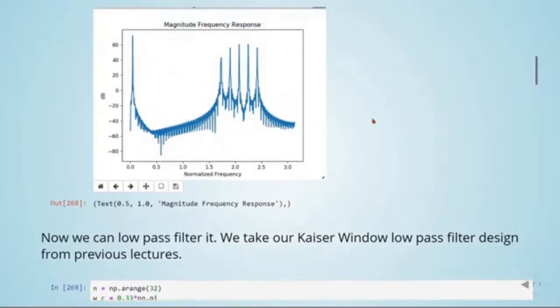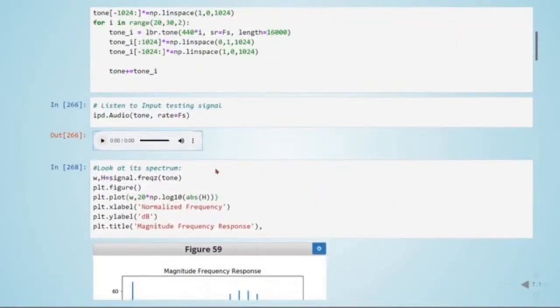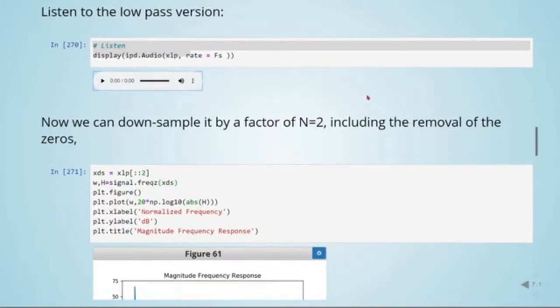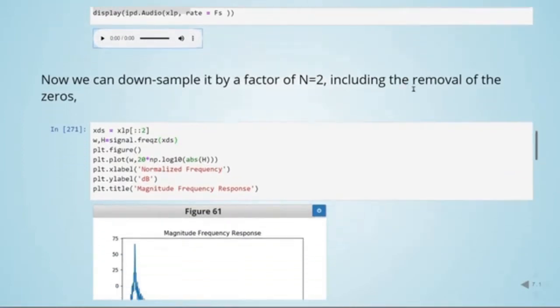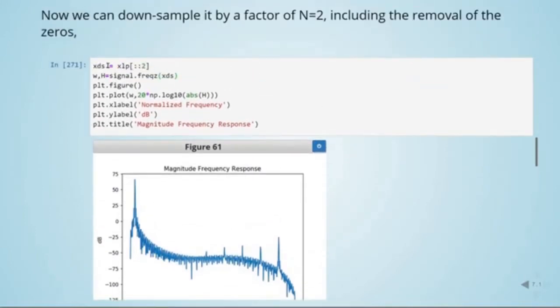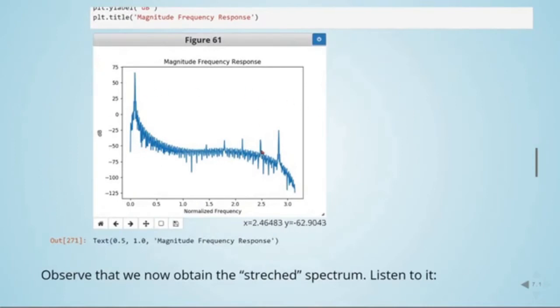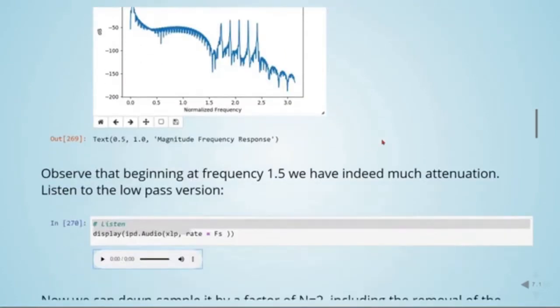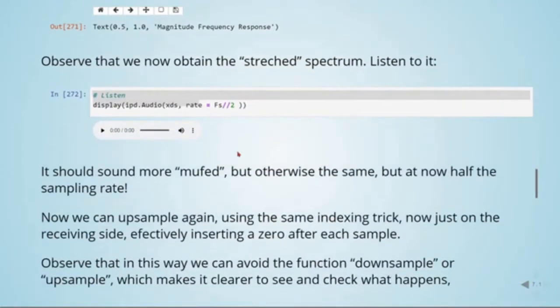We can listen. This is the original with the high frequency components, and here is the low pass version. Now we can downsample it by a factor of N equals 2, including the removal of zeros. So this is what we are doing here. We are downsampling by a factor of 2, and this is the frequency response. Observe that now we obtain a stretched spectrum, so this part here is very similar to this part here, and we can listen to this downsampled version. It's muffled, it's the same, but now at half the sampling rate.